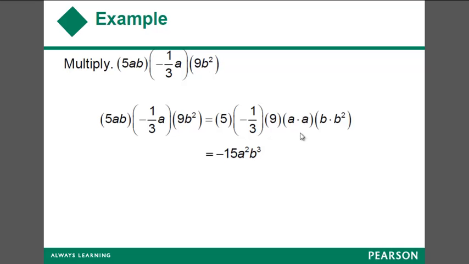A to the first times a to the first, I add their exponents and get a squared. B to the first times b squared gives me b to the third. So I've multiplied all of my coefficients, I've combined my a's, and I've combined my b's.